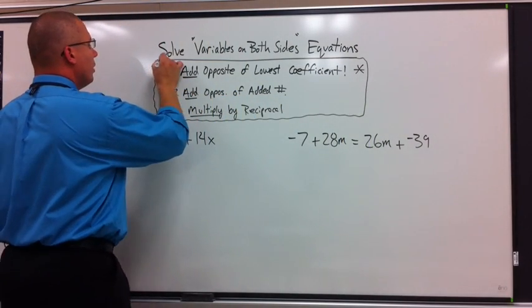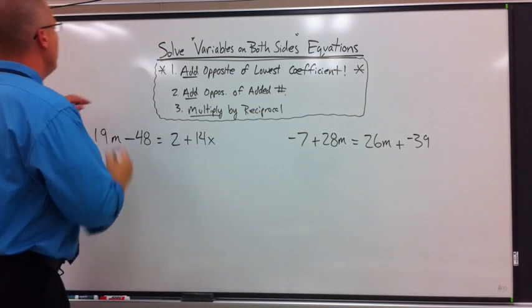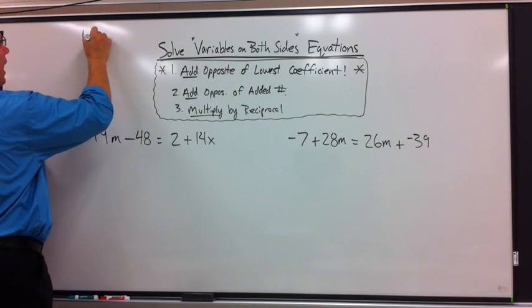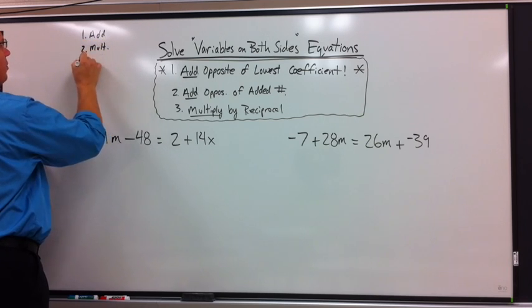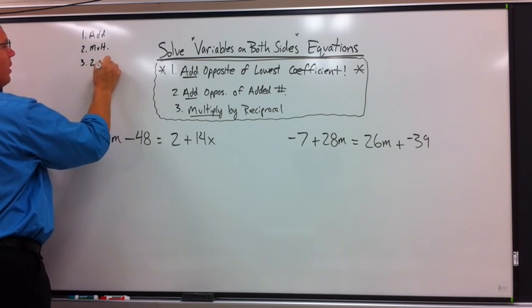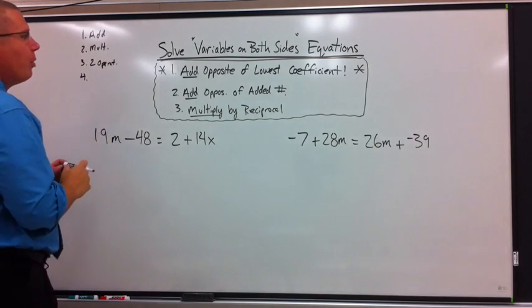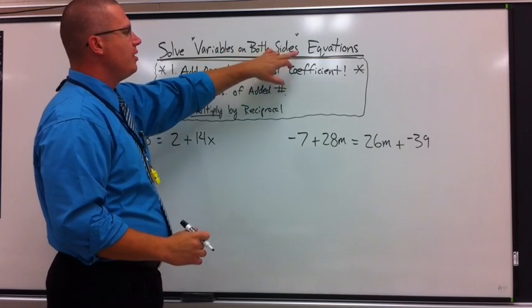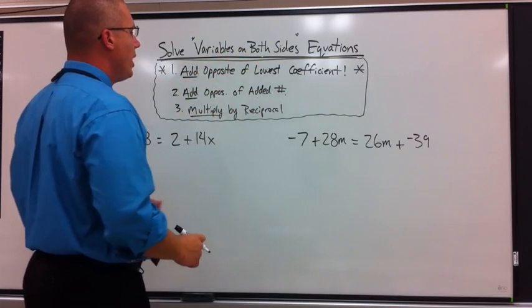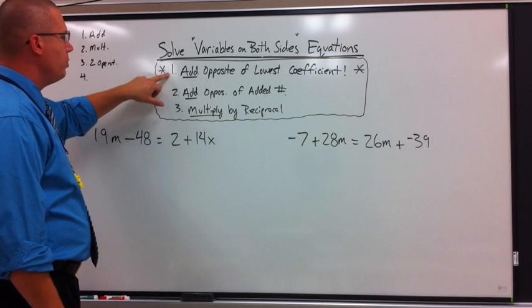Okay, our next lesson is our next type of equation. So far we have had add equations, we have had multiply equations, we have had two operation equations. So this would be next in line, our step 4. This is taking an equation that has variables on both sides of the equal sign. These steps should always get you what you want.